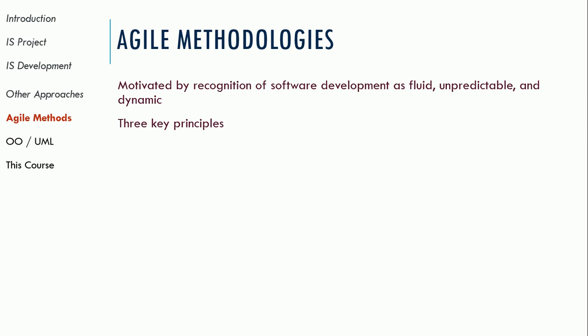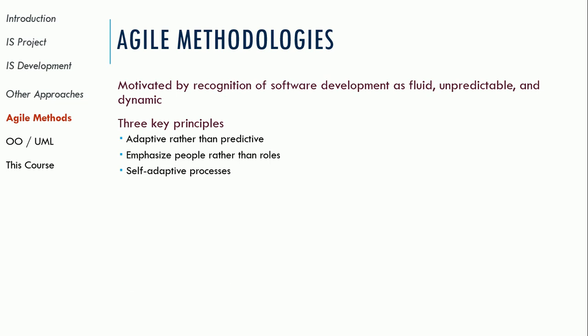And basically this was motivated by a need for software development to be fluid because of unpredictable and dynamic requirements over time. So there's three key principles to Agile. It's adaptive rather than predictive. It emphasizes people rather than roles, and it's a self-adaptive process.